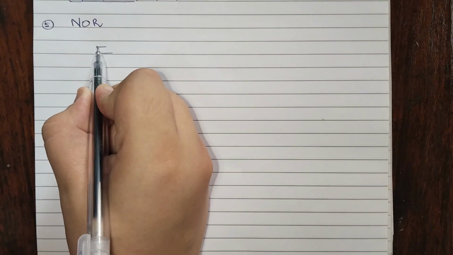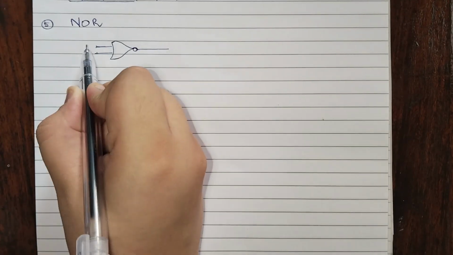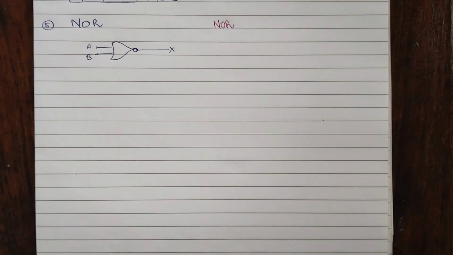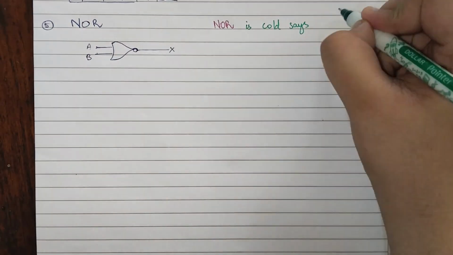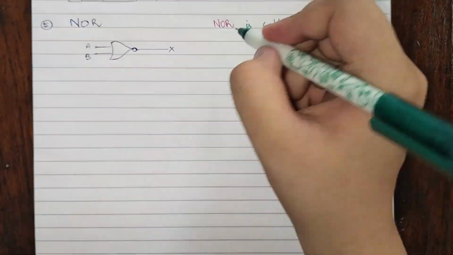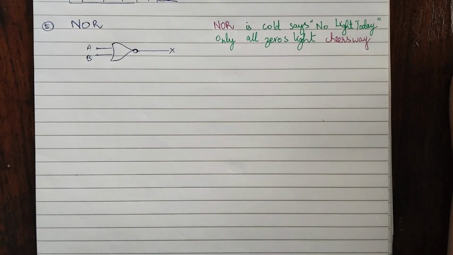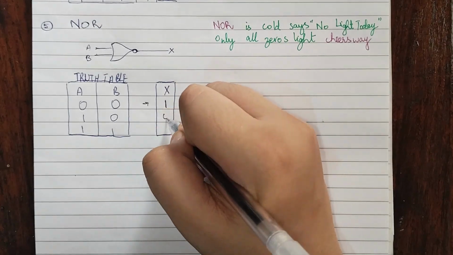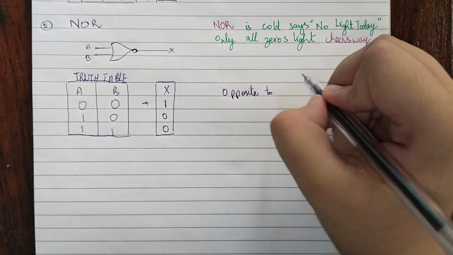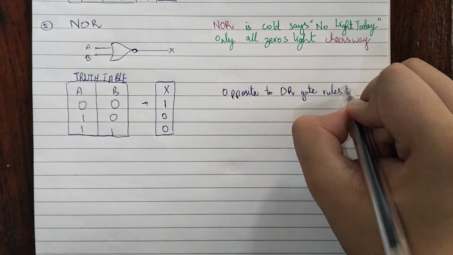Then comes NOR gate. So NOR is opposite to OR gate. NOR is cold, says no light today, only all zeros light cheers its way. So basically, when both inputs are 0, it will have 1 as an output. In the rest of the cases, it will have 0 output.